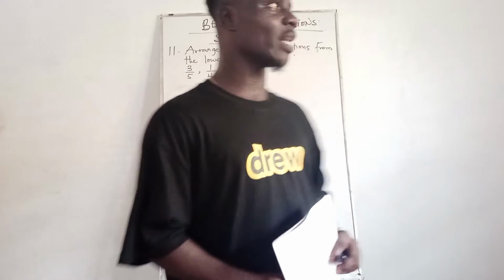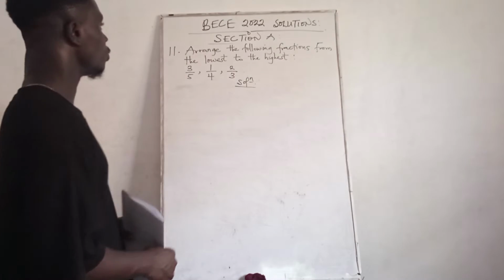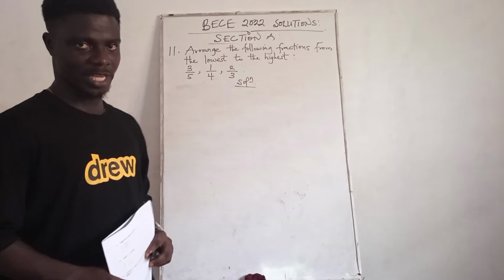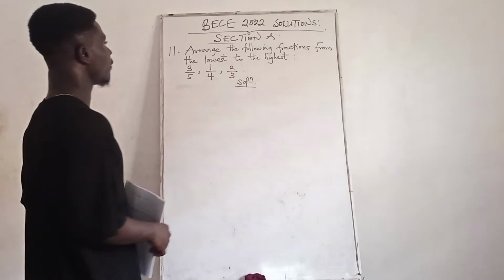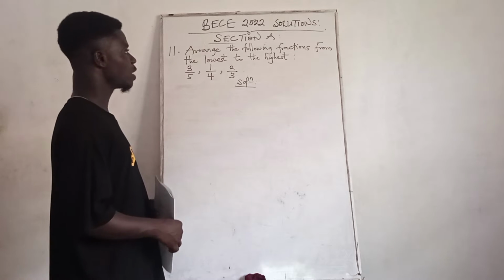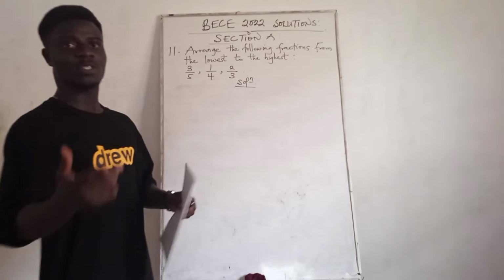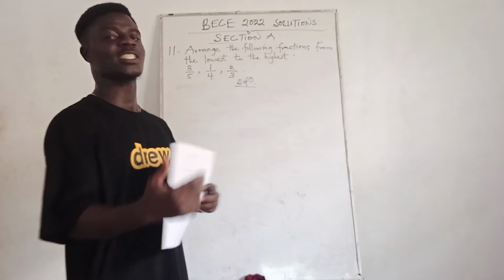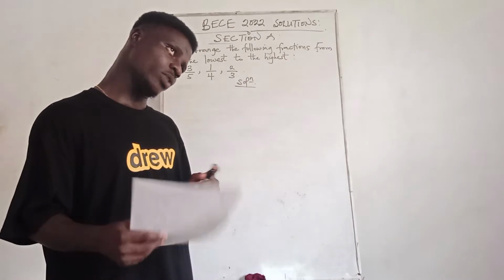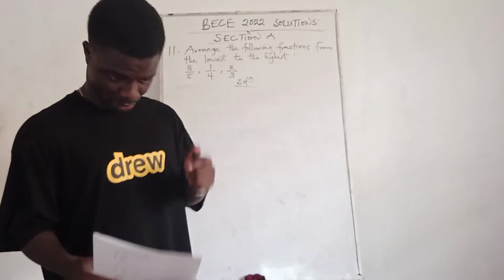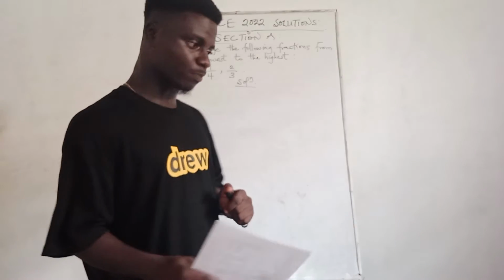Alright, so now we are still on our BC 2022 solutions, section A, question 11. It says arrange the following fractions from the lowest to the highest. So what's a fraction? We can say that a fraction is an integer divided by another integer, or we can say that a fraction is part of a whole.